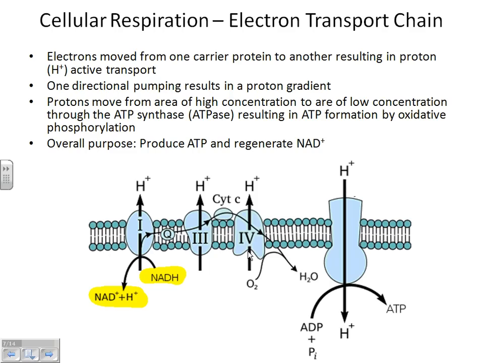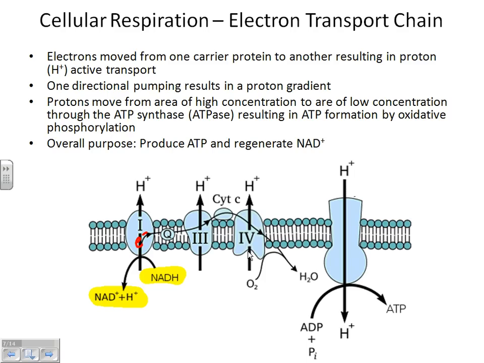Krebs cycle. Okay, everybody keep up where we are. The NADH from the Krebs cycle comes along and it converts back into NAD. In order to convert to NAD, what did NADH have to get rid of? Electron. NADH gives his electron to protein complex number one.